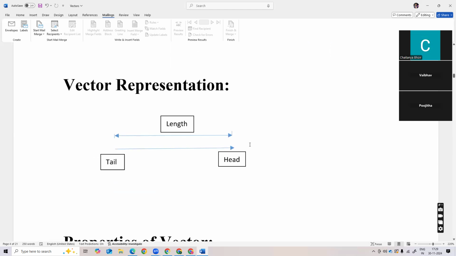So as I told, a vector is represented by an arrow. This is the representation of a vector, where this arrowhead is basically the head, and here you have a tail, and the total length of this vector shows the magnitude of the vector.